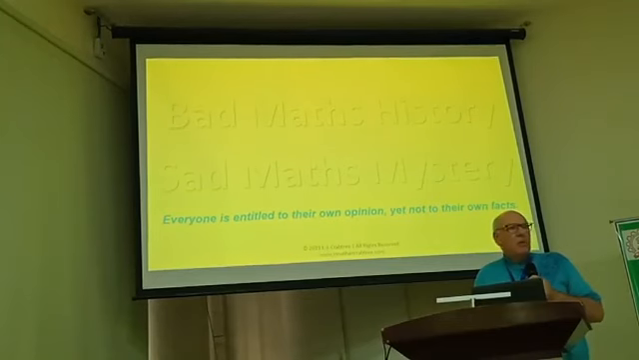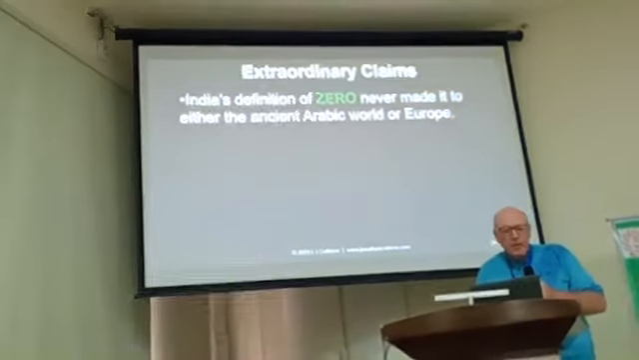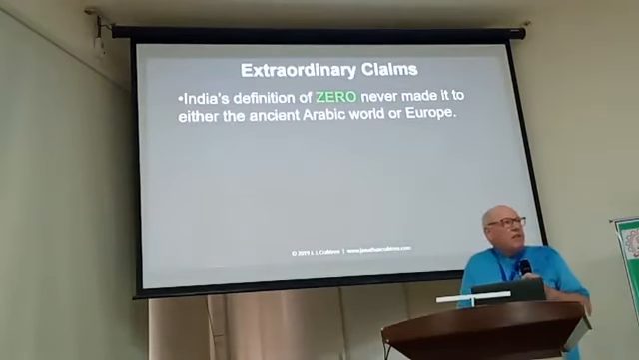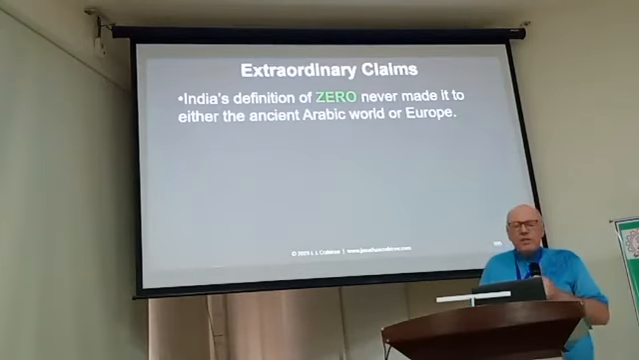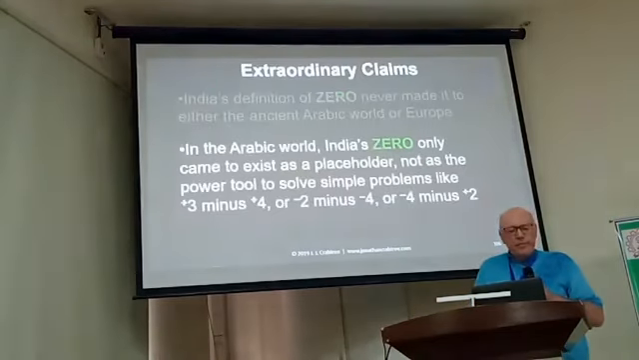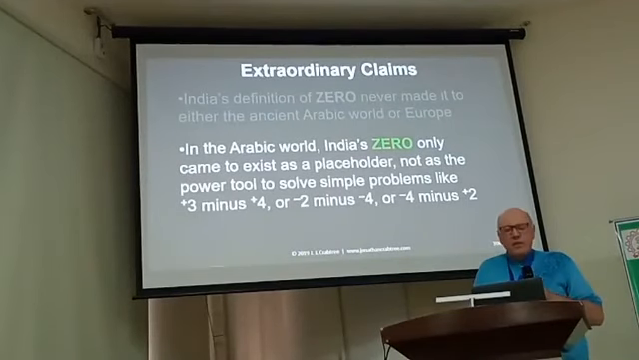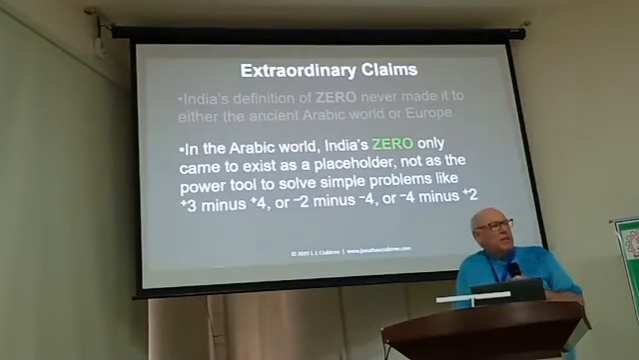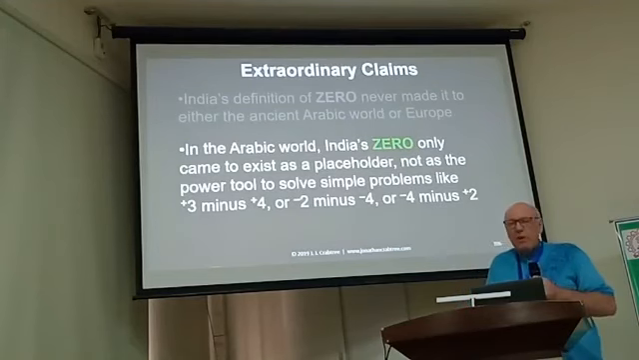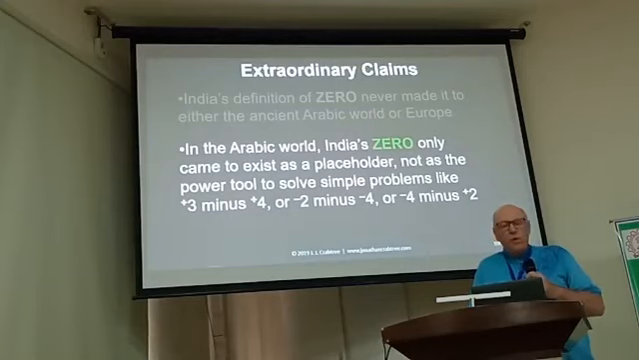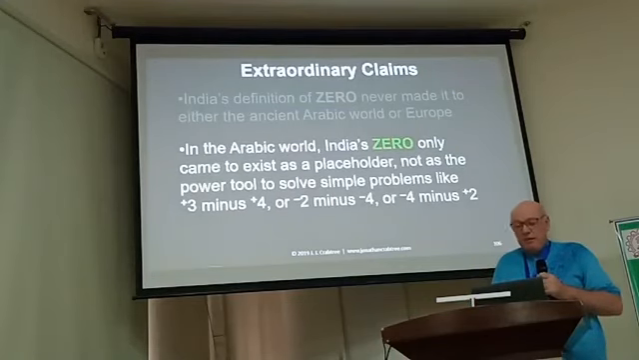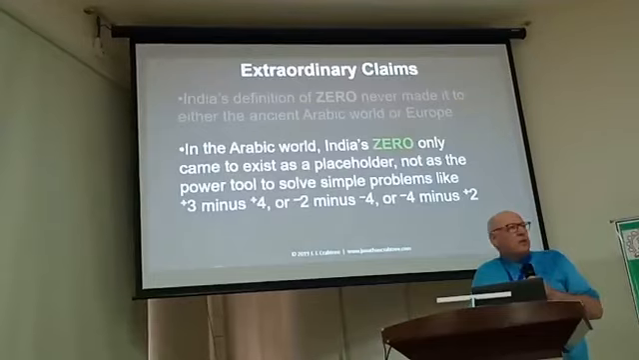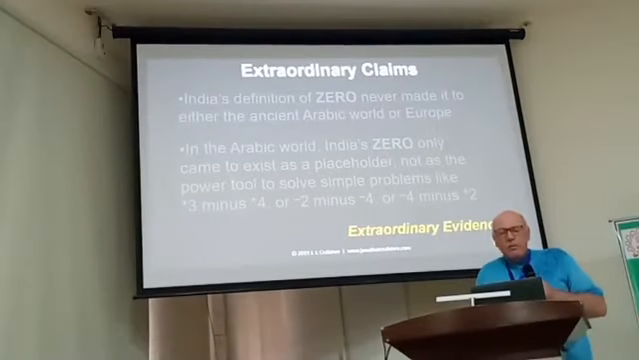And I've understood at what episodes in history the evolution of mathematics became corrupted. So, extraordinary claims: India's definition of zero never made it to either the ancient Arabic world or Europe. In the Arabic world, India's zero only came to exist as a placeholder, not as the power tool to solve simple problems like positive 3 minus positive 4, or negative 2 minus negative 4, or negative 4 minus positive 2. So, we look at the evidence.